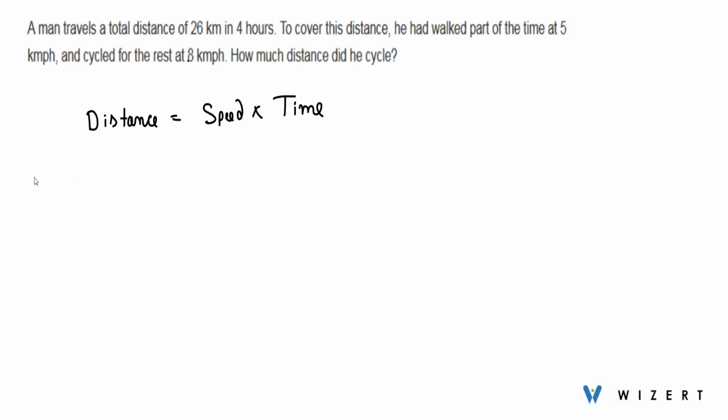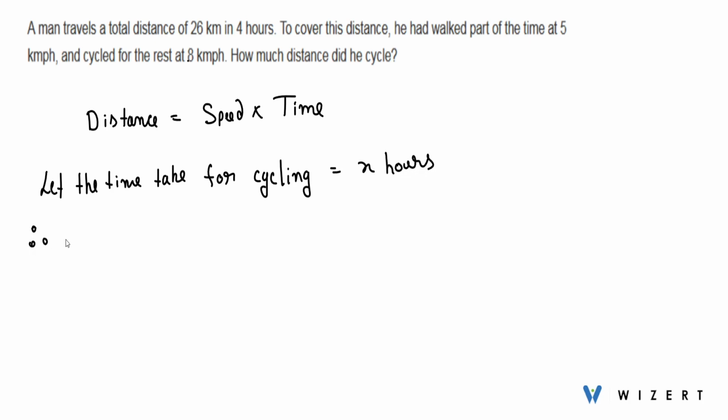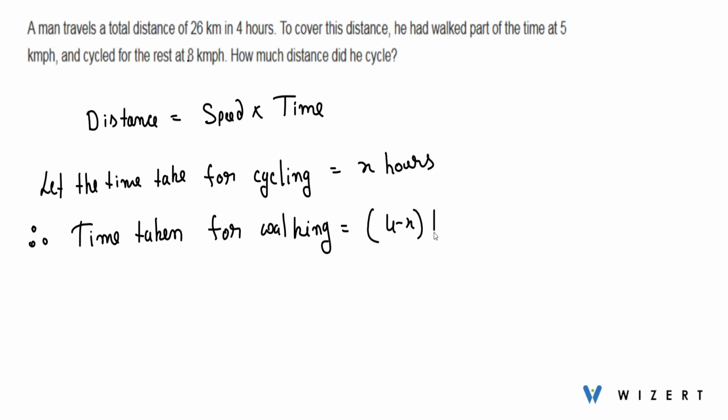So what we can do is, let us consider, let the time taken for cycling equals x hours. Therefore, time taken for walking equals 4 minus x hours, right?